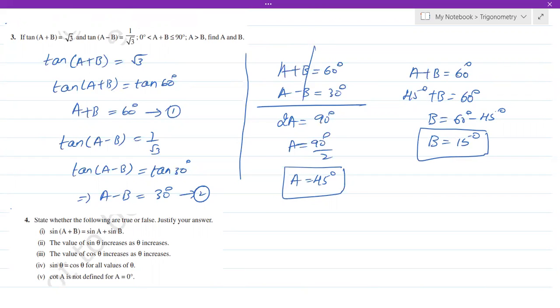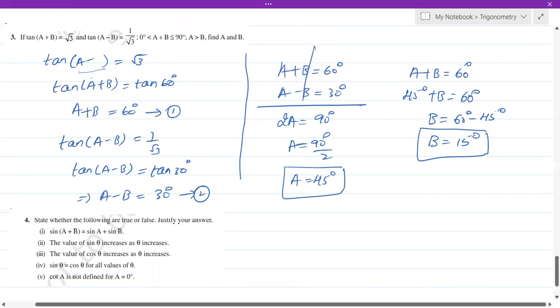A very simple one. Tan of A plus B is equal to root 3. For which angle do we get root 3? 60 degrees, right? So therefore, A plus B must be 60 degrees. This must be 60. Only then there is a possibility that you can get root 3, isn't it?